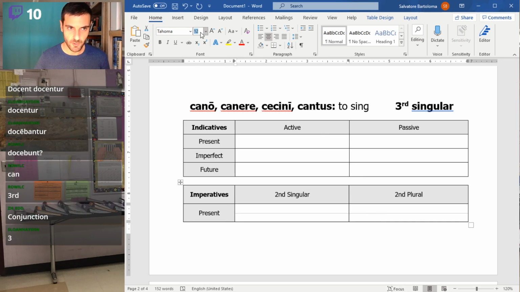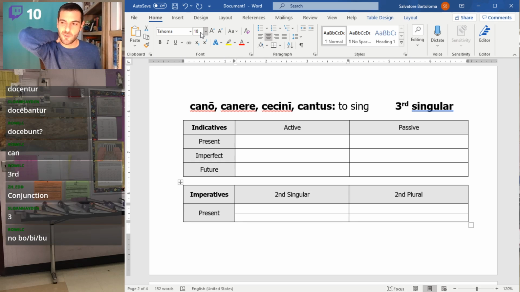It is third conjugation, right? Third conjugation means, oh, Zubair, you got conjugation and conjunction. You got your wires crossed. And the pattern is going to be kind of unique.